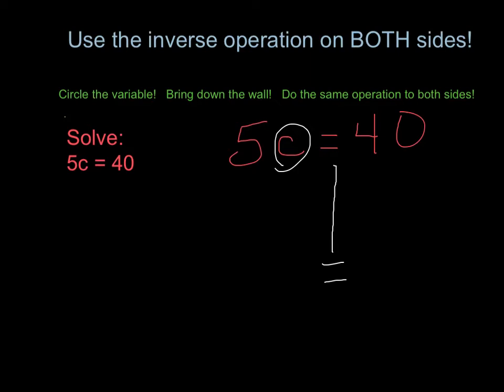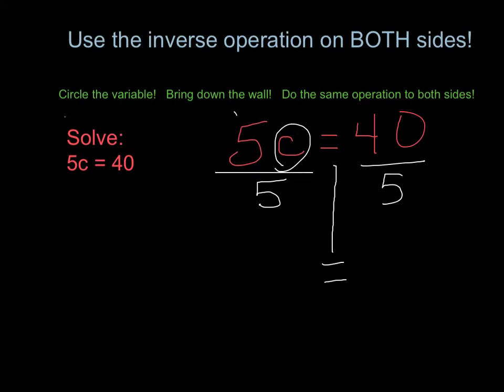And then I'm going to notice that it's asking me to multiply 5 times C. And I'm going to do the inverse of multiplication, which would be division. So I'm going to divide both sides by 5. Because remember, you always want to get your variable by itself. So you always do whatever is with the variable.